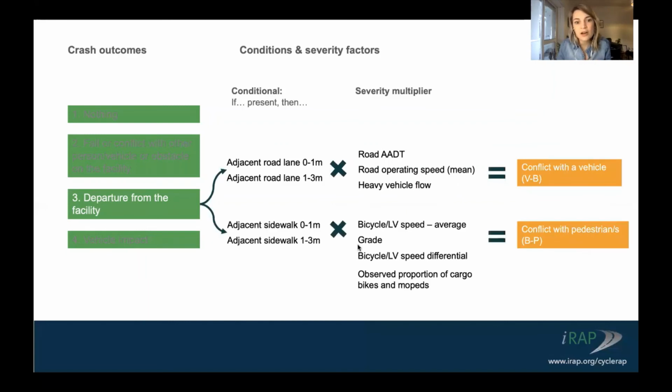Similarly, if it's not a road lane but a sidewalk, or perhaps you can have both, the facility could be between a road lane and a sidewalk, which is prevalent in many cities worldwide, then the severity multipliers for the conflict with the pedestrian score will consider the bicycle speed, how steep the road is, the difference between a bicycle and other light vehicle speeds, and the proportion of mopeds or cargo bikes.